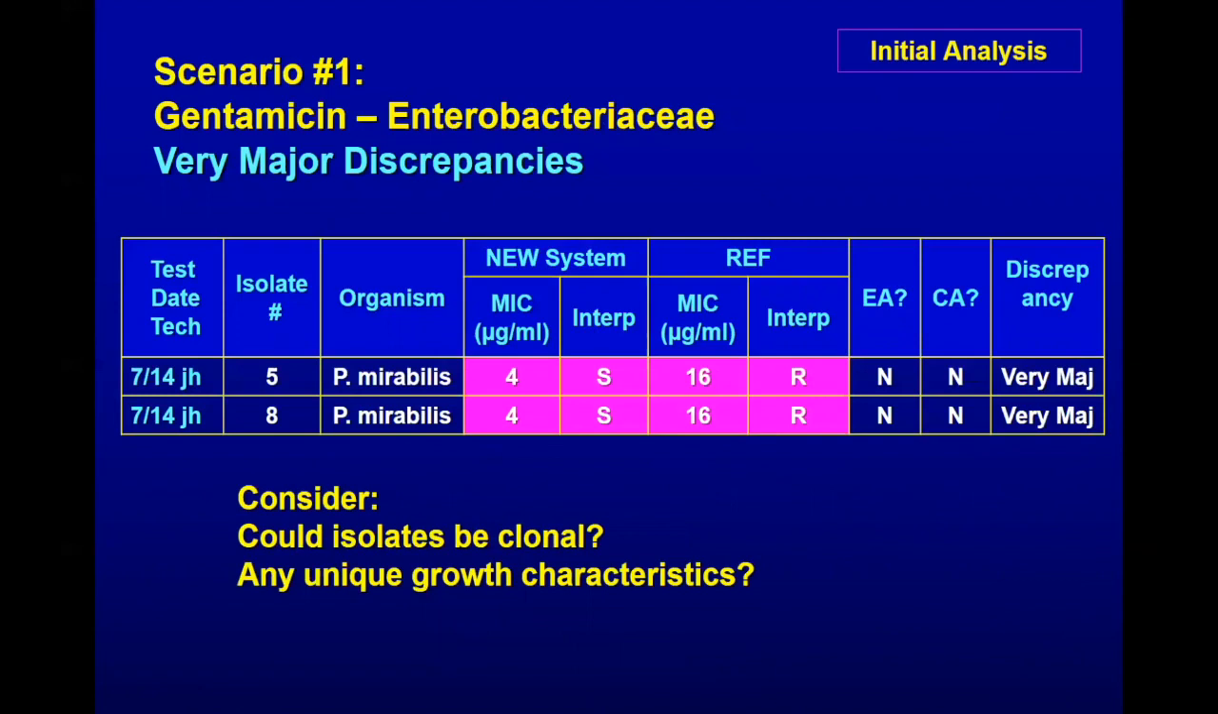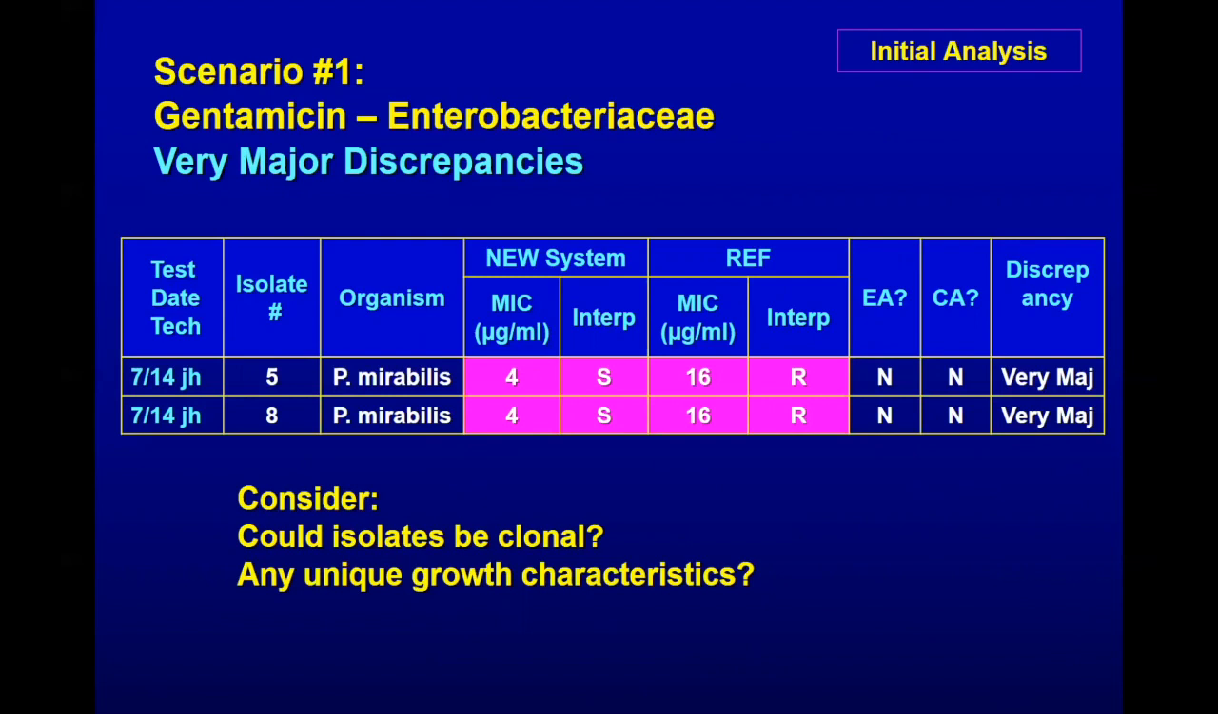Okay, so let's look closer at the isolates that contributed to the very major errors, which happened to be isolate number 5 and isolate number 8. Both of these happen to be Proteus mirabilis. With both of these, the new test system gave an MIC of 4 that was susceptible, where the reference MIC of 16 would be interpreted as resistant. So here we do not see essential agreement, we do not see category agreement, and this is a very major error. Because these were both the same species, and if we got these isolates from our laboratories, we have to ask ourselves the question, could these have been clonal isolates?